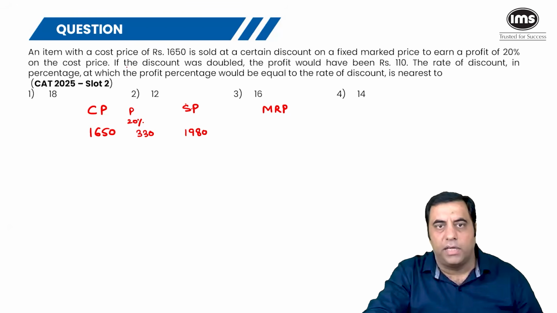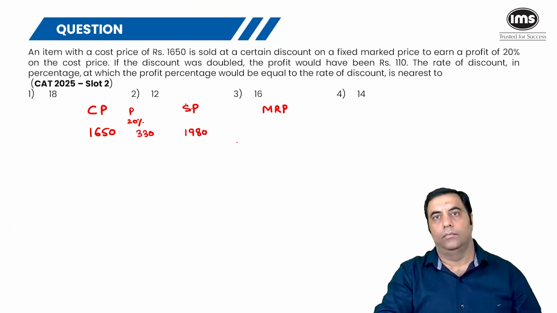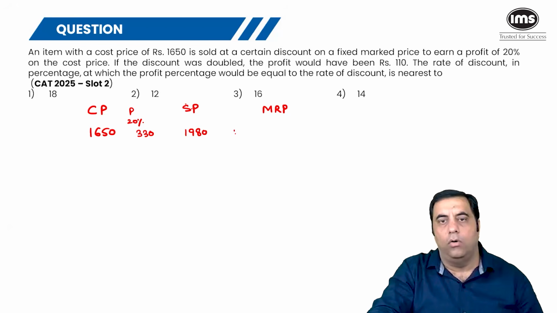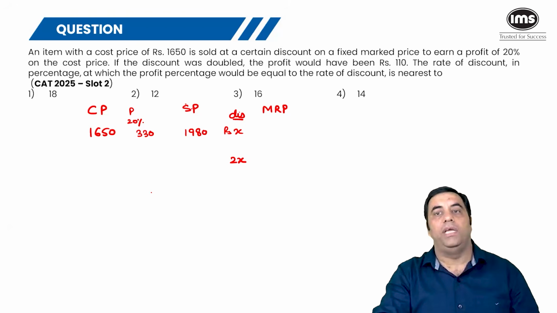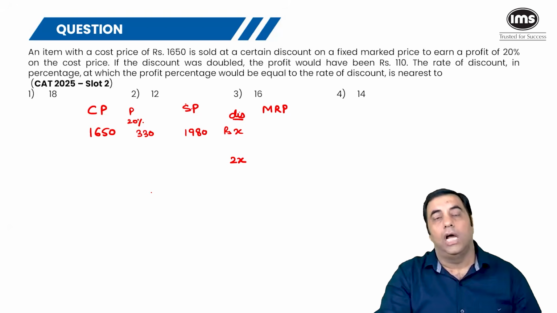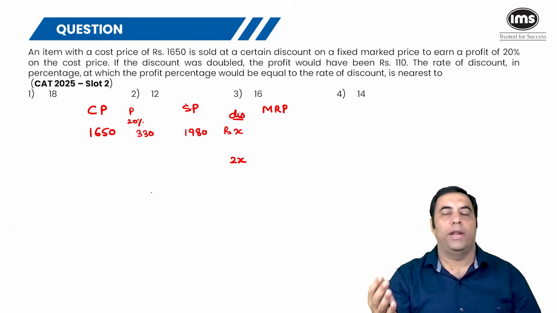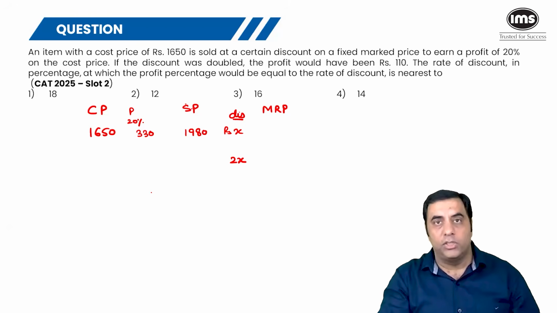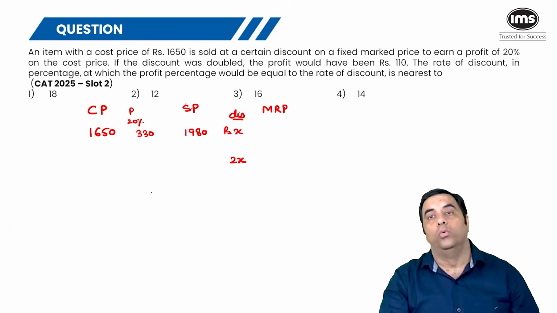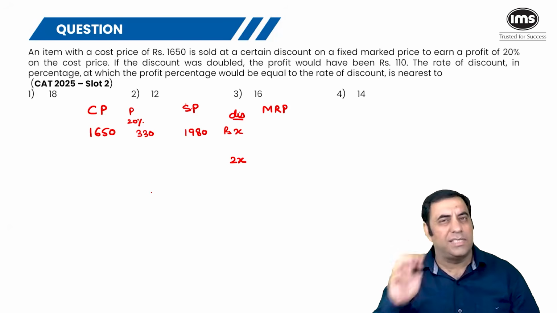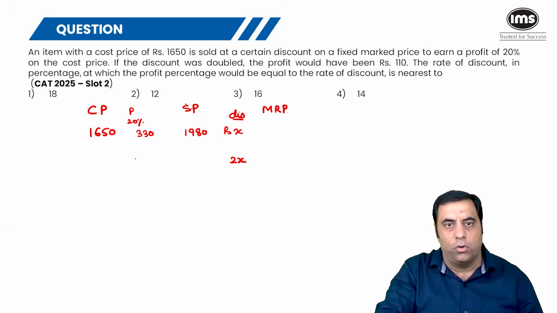Now, the next statement says, if the discount was doubled. Let's say the earlier discount was rupees X, so now it is doubled, meaning it becomes 2X. The profit would have been 110. Now, if the discount is increased by X, obviously my selling price will go down by X rupees only. And hence the impact of that is that my profit reduced to 110.